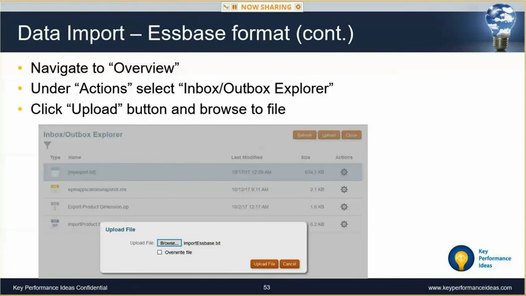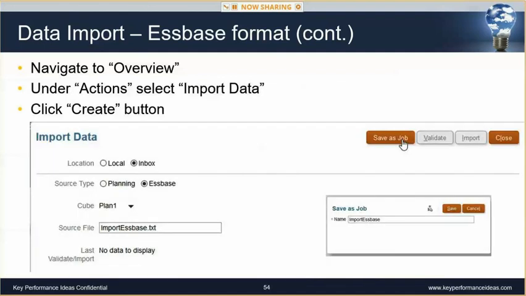Then we would navigate to Overview, and under Actions, we select the Inbox Outbox Explorer and click Upload, and we browse to the file and we upload it into the inbox. Next, we would navigate to Overview, and under Actions, we select Import Data, and we click the Create button.